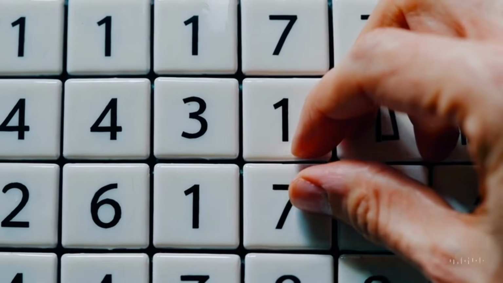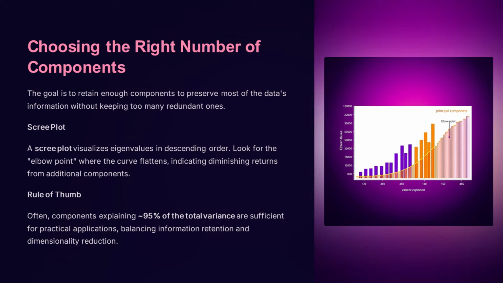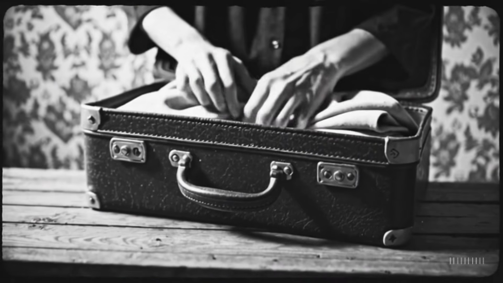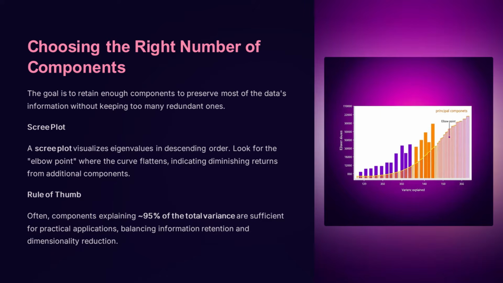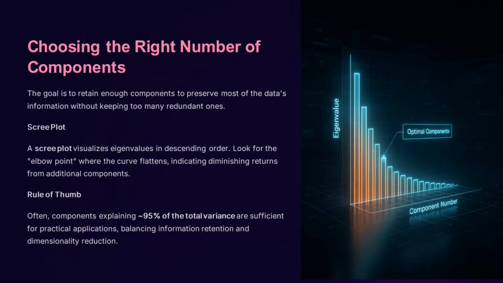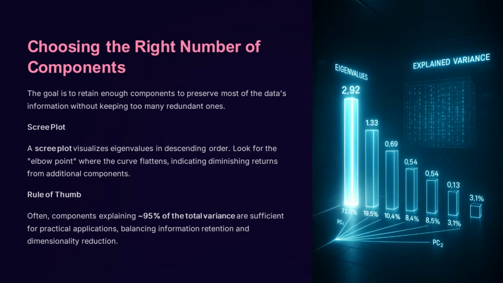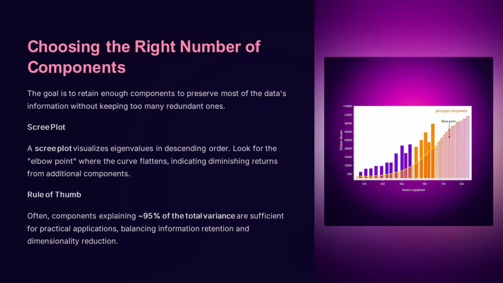Selecting the optimal number of principal components is like packing for a trip. You want enough to be prepared, but not so much that you're weighed down. Here's how to strike that balance. The scree plot is your best friend here. It plots eigenvalues in descending order, showing how much variance each component captures. Look for the elbow, the point where adding more components gives diminishing returns.